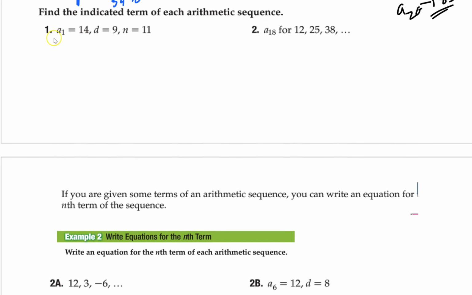This is the same thing. I'm going to skip this one. Same thing over and over again. Let's solve this one. It's a little more fun. So again, find the indicated term for the arithmetic sequence. So they want me to find A18. So first, right, my general formula is this.